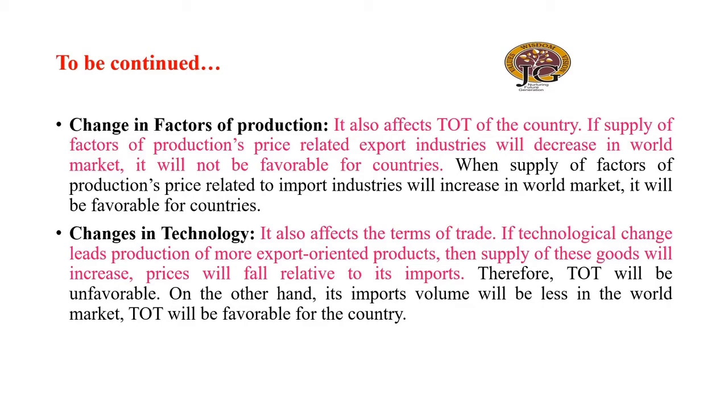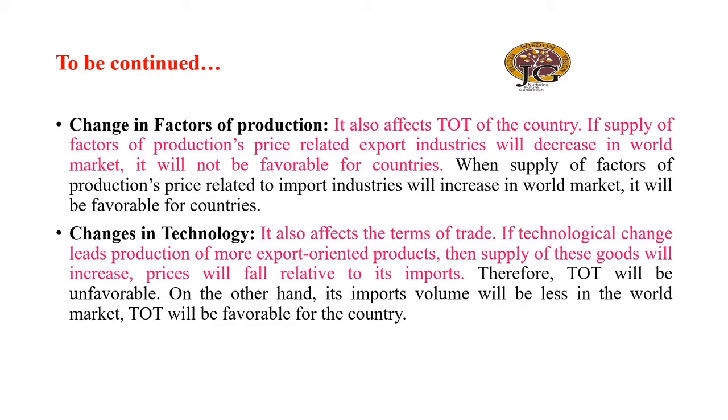Changes in technology. It also affects the terms of trade. If technological change leads to production of more export-oriented products, then supply of these goods will increase. Price will fall relative to its import. Therefore, terms of trade will be unfavorable. मतलब कि price अगर कम होगी तो export जरूर increase होता हुआ नजर आएगा, पर फिर भी जो prices उनको मिलनी चाहिए वो नहीं मिलेगी. Comparison की है imports के साथ. So in that case, TOT will be unfavorable.